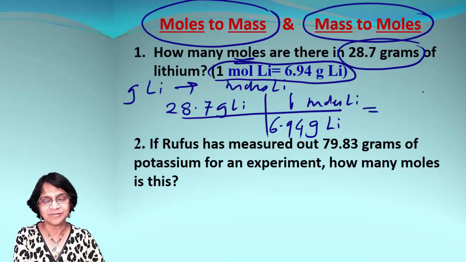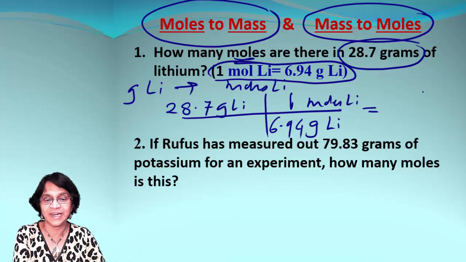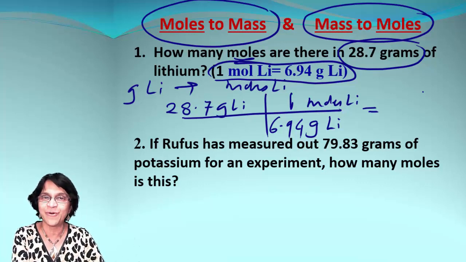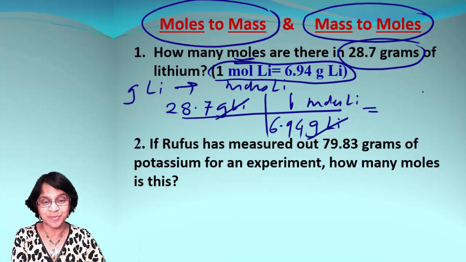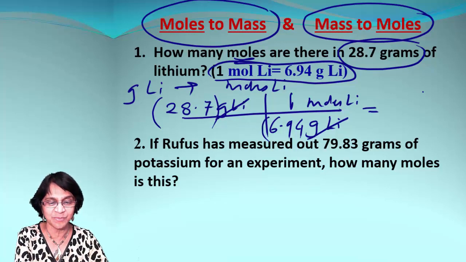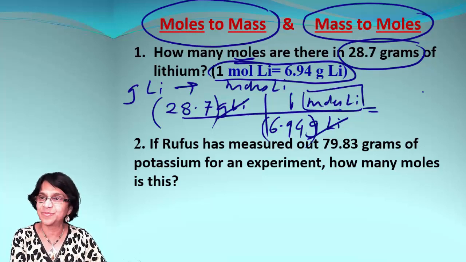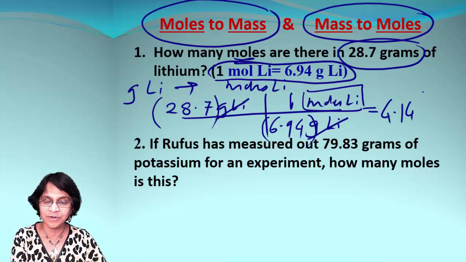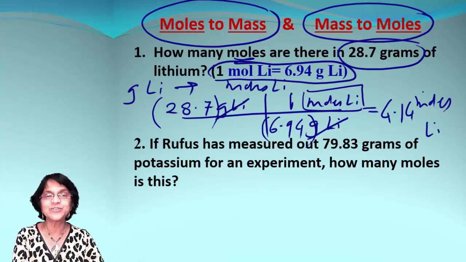How did I find out this equation? It is simple. We just look at the periodic table and look for lithium, and this is the atomic mass for lithium, which is given as 6.94. Now we are back to simple algebra. So the grams of lithium unit gets cancelled just like algebra, and we are left with these two numbers. We're going to divide these two numbers, and your final unit is going to be moles of lithium. So when we do that, your answer comes out to be 4.14, and that is moles of lithium. Isn't that simple? Let's do one more problem.